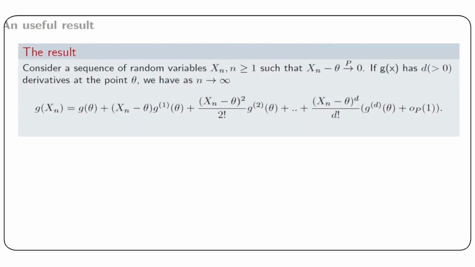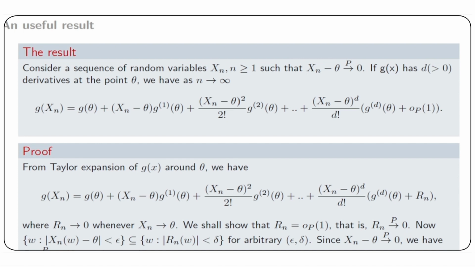Consider a sequence of random variables Xn such that Xn minus theta converges to 0 in probability. If the function g(x) has d derivatives at the point theta, we have, as n tends to infinity, g(Xn) equal to g(theta) plus (Xn minus theta) multiplied by the first derivative of g at theta, plus (Xn minus theta) squared divided by 2 factorial multiplied by the second derivative at theta, up to (Xn minus theta) to the power d divided by d factorial multiplied by the dth order derivative at theta, plus small o_p(1). So for the proof, we consider the Taylor expansion.